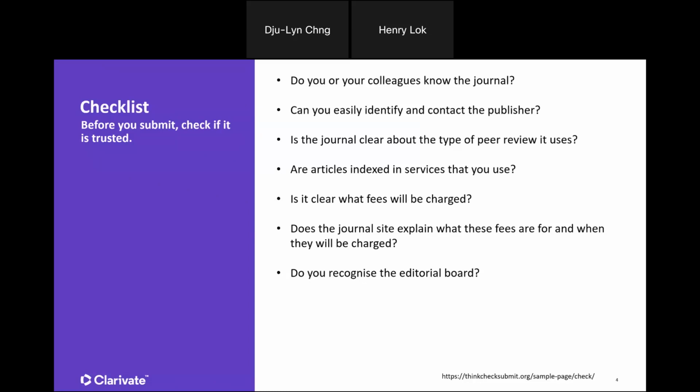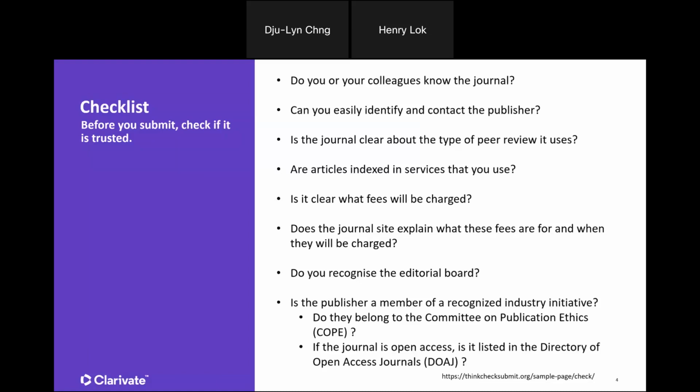And a lot of the editorial board members will have affiliations tagged to their names. Make sure that those are clearly listed there on the journal's website, and you're able to track back on the affiliation's website to find those editorial board members. So that would be some kind of verification.